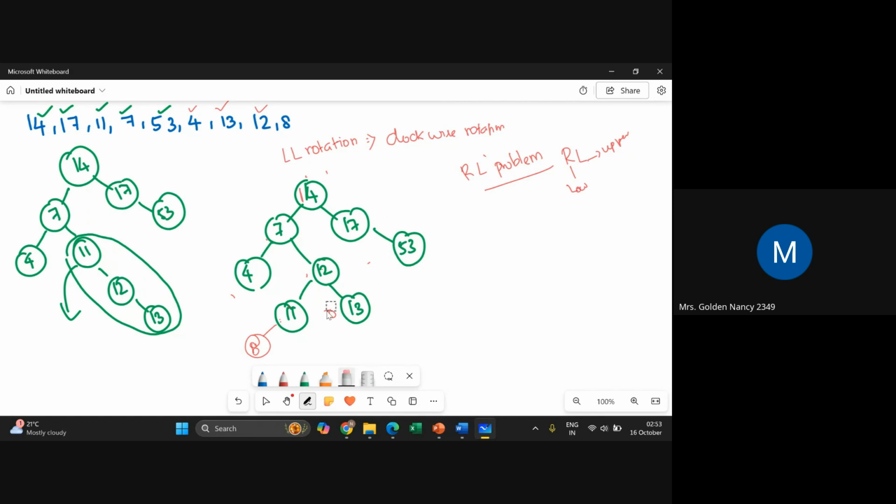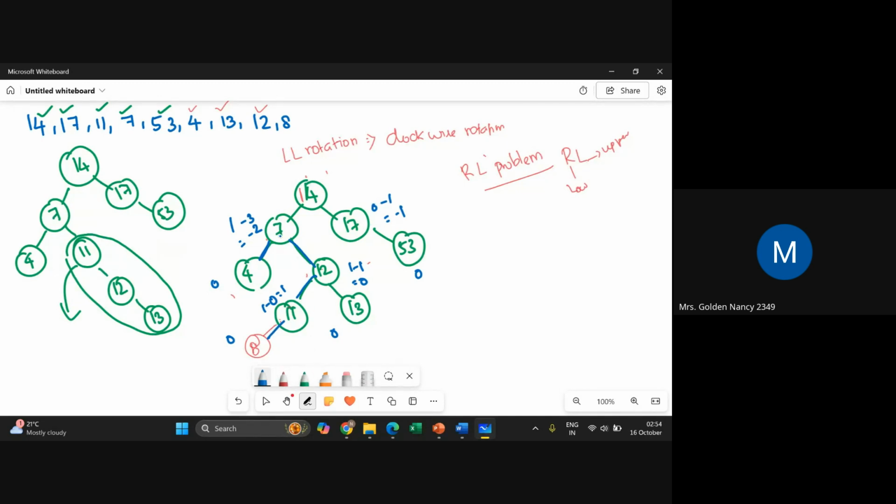Check the balance factor. For this node it is 0, 0. For a leaf node it is always 0, and for this node 1 minus 0 is 1. Sorry, it's not 1 minus 0. Then for this node it is 1 minus 1, which is 0. For this node there is no node, minus 1. For this node, there is only one node in the left subtree. In the right subtree you have 1, 2, 3 nodes, right? Minus 2. So here the balance factor is violated.